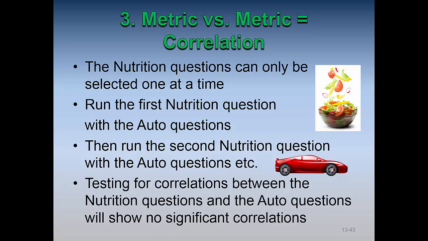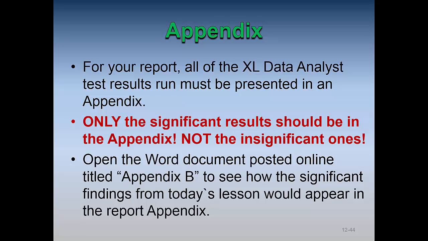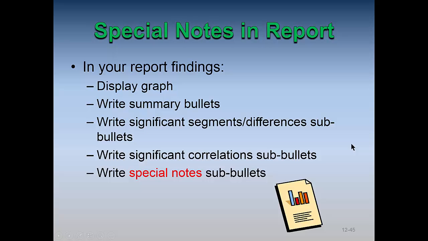Okay? So the last thing I wanted to talk about was in your report, for your individual report, the appendix. In the appendix, you'll list all of the XLData Analyst reports must be presented in the appendix, but only the significant results should be in the appendix, not the insignificant ones. In other words, only the results where you found some significant correlation or differences. I would encourage you to open the Word document posted online in Module 10 called Appendix B to see how the significant findings from today's lesson would appear in the report index.